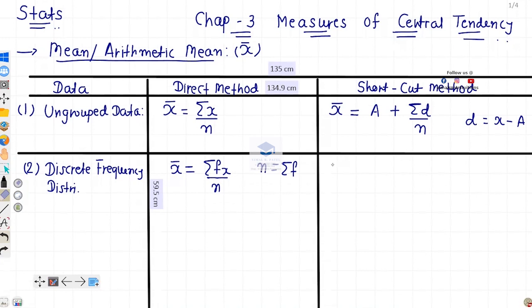Then x bar is equal to a plus sigma fd upon n. Again, d is equal to x minus a. So this is discrete frequency distribution, direct method and shortcut method. If nothing is specified in the sum, you can use any method.